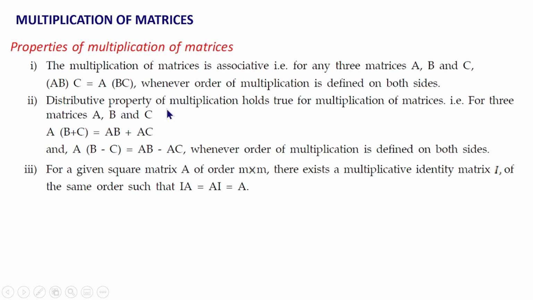Then the distributive property of multiplication holds true for multiplication of matrices. That is, A into (B plus C) is equal to AB plus AC, and A into (B minus C) is equal to AB minus AC.